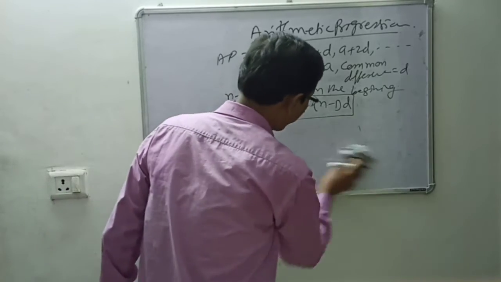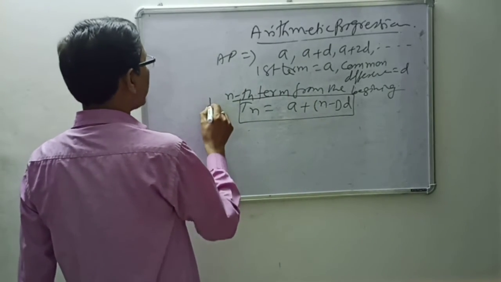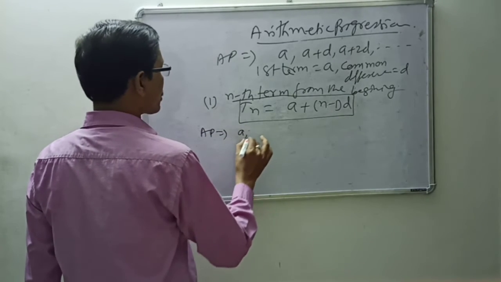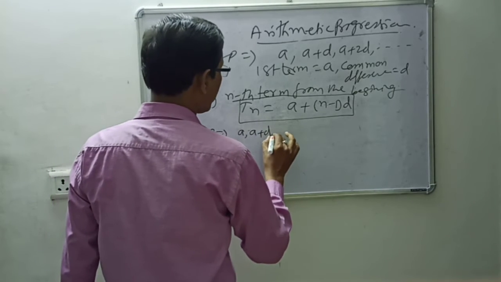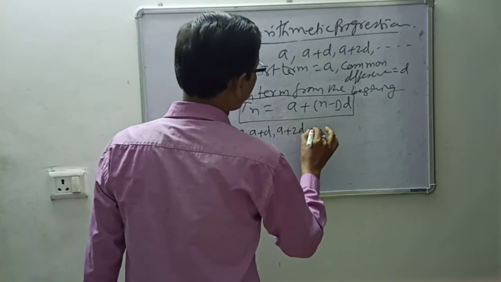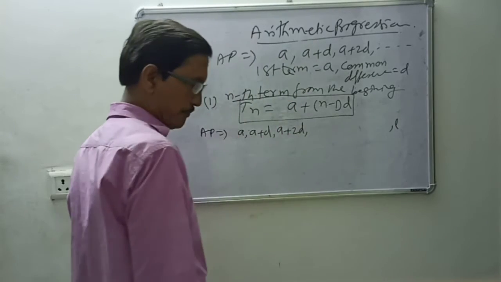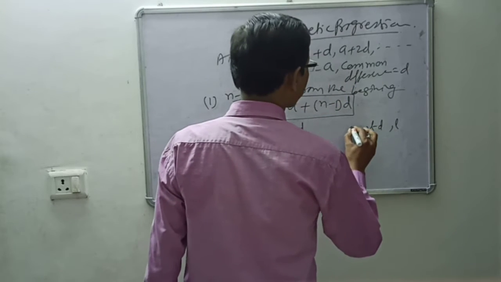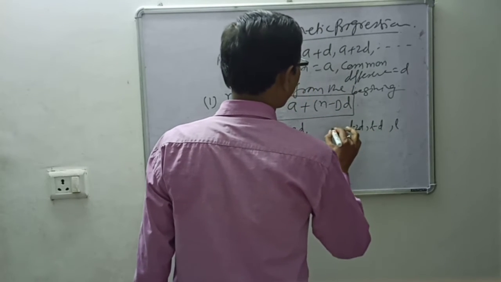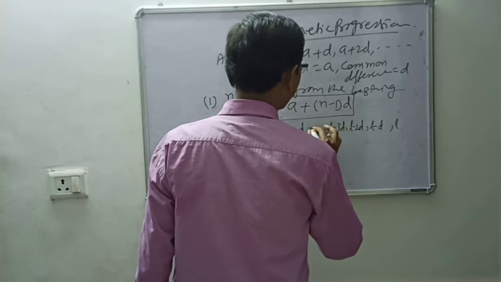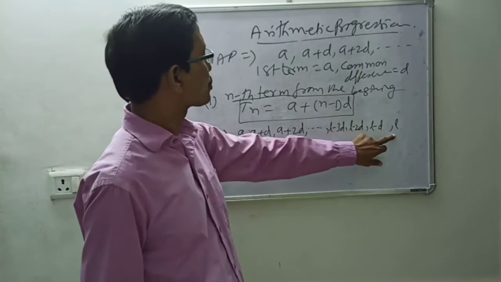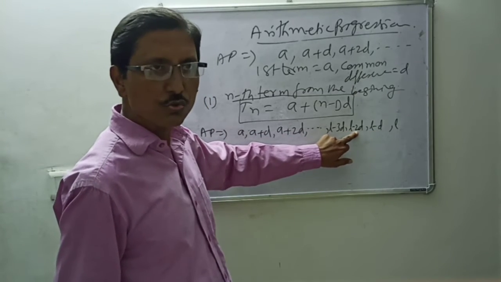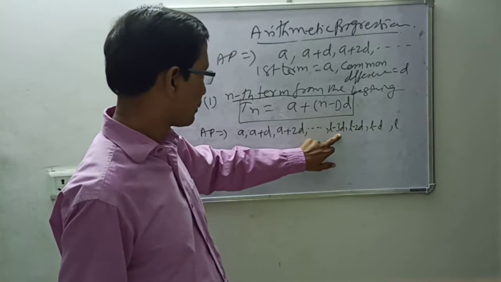Similarly, if we have the last term also, the first formula you got, and if the AP has first term A, second term A plus D, then A plus 2D, like this. So if the last term is L, then the second last term will be L minus D, third last term L minus 2D, fourth last term L minus 3D. So here also, second from the end is minus 1D, third minus 2D, just one less, fourth minus 3D.